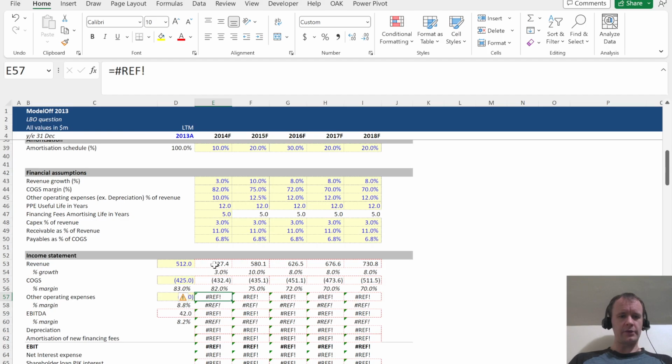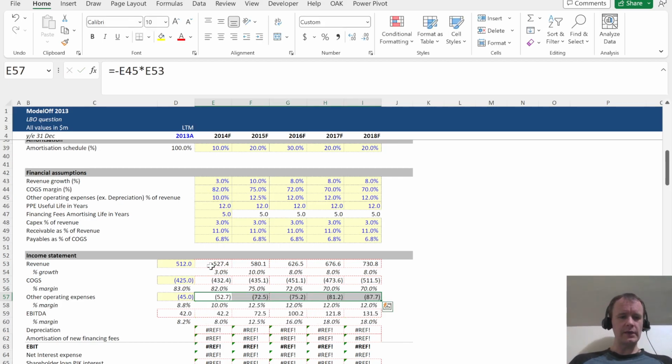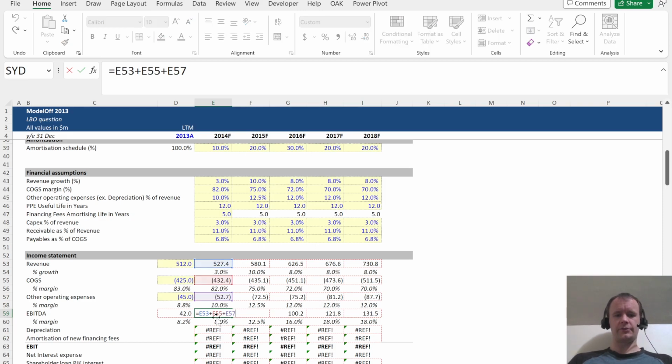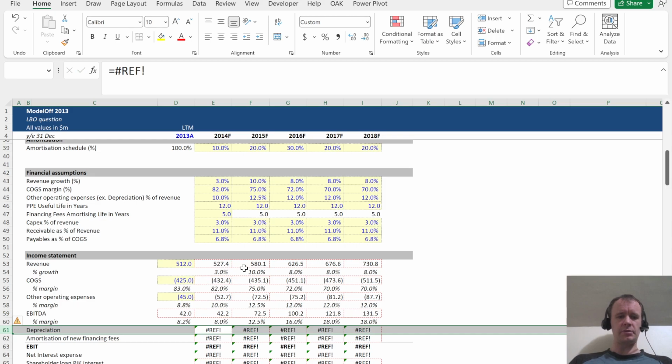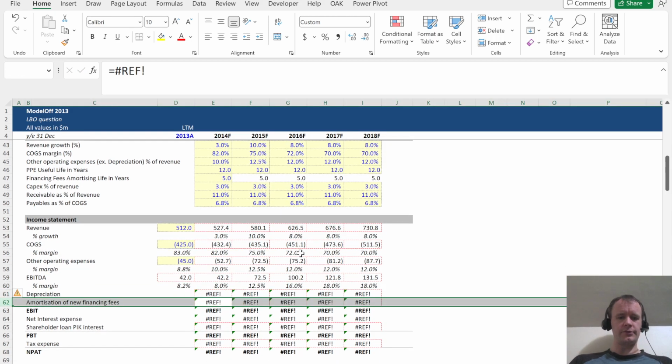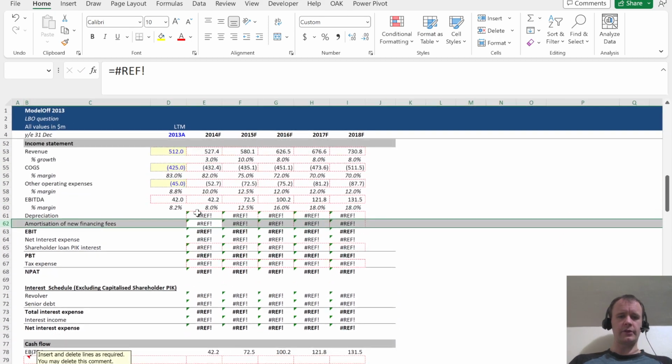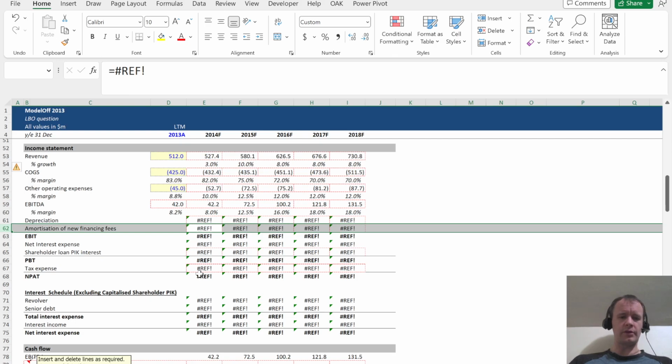Then other operating expenses, ex depreciation, as a percent of revenue, so just minus that 10% times revenue, copy across. And then EBITDA, we already filled in the formula to link it to those other three, so that's fine. Depreciation, we'll need to work out the PP&E to do that. Amortization of new financing fees. All right, so here's where we run cold on the income statement. We'll come back to that in a bit.